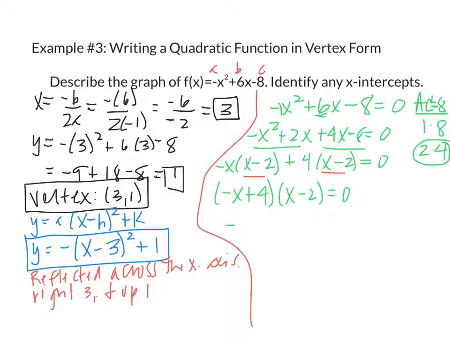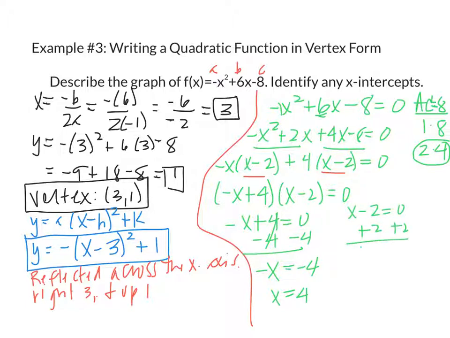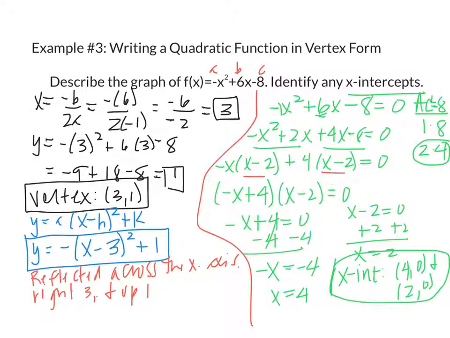So then we set each of those equal to 0. So negative x plus 4 equal to 0. That means I would subtract 4. Now we get negative x equals negative 4, so x equals 4. And for the other one, I would have x minus 2 equal to 0, add 2. So I get x equals 2. And remember that these are x-intercepts, so as ordered pairs, they represent 4, 0, and the ordered pair 2, 0. In other words, this is where our graph is crossing the x-axis. And that's it.